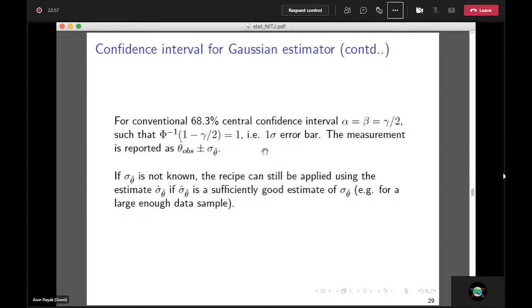In some cases, you may not know the true standard deviation sigma for this theta hat. In that case, one can estimate it from the data, and we can use the estimated value of sigma, which should be close to the true value for a large enough data sample.